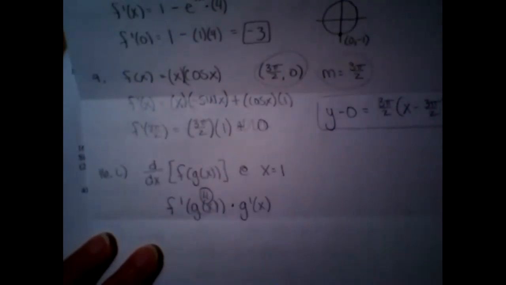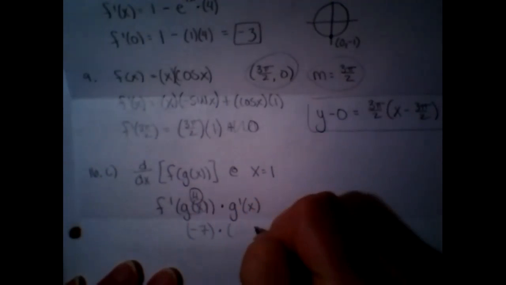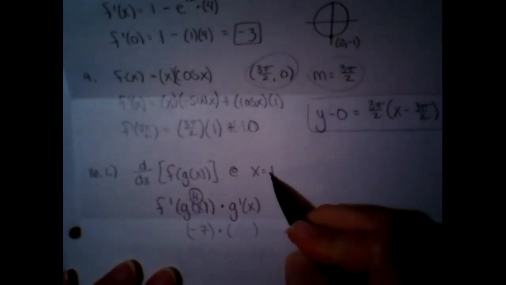So g of 1 is 4, so we know that part's 4, and then we want to do f prime of 4. So I know that this part's 4, and then I want to do f prime of that. So f prime of 4 is -7. So this first part's -7, and then times g prime of 1.